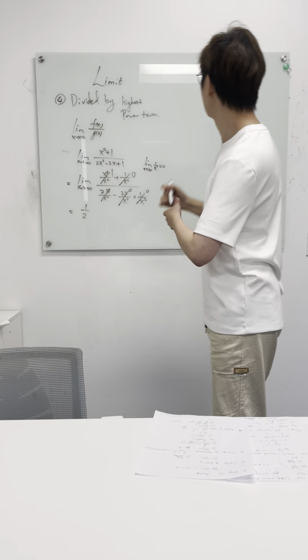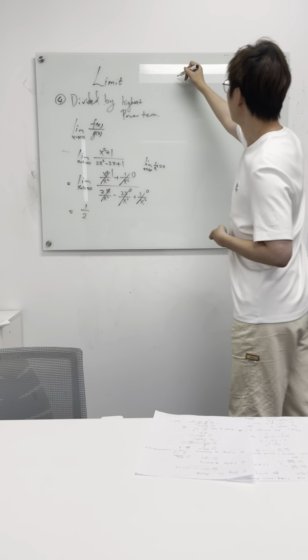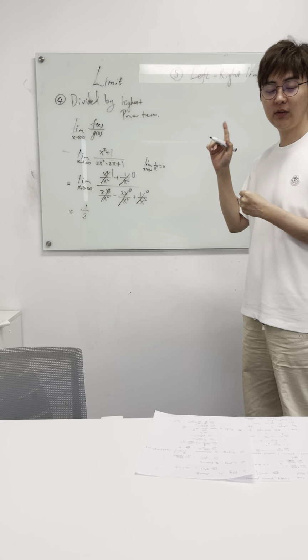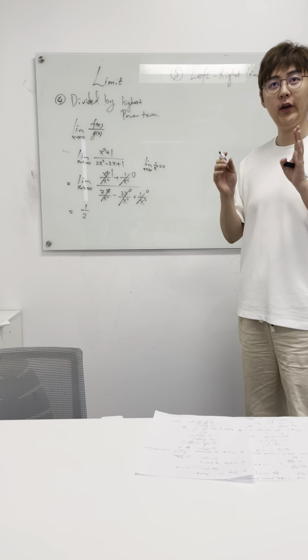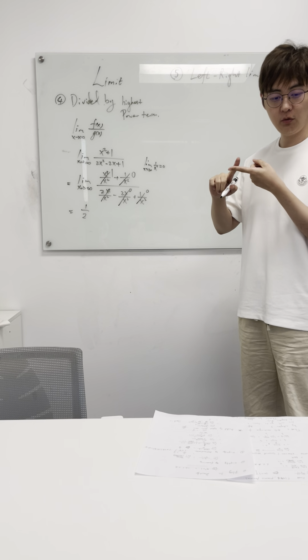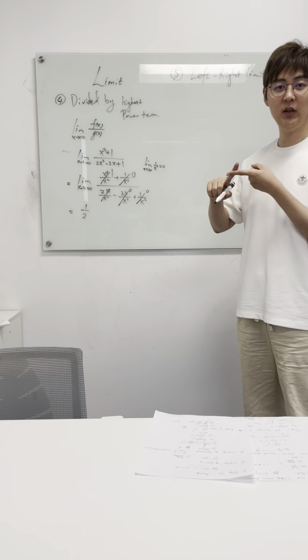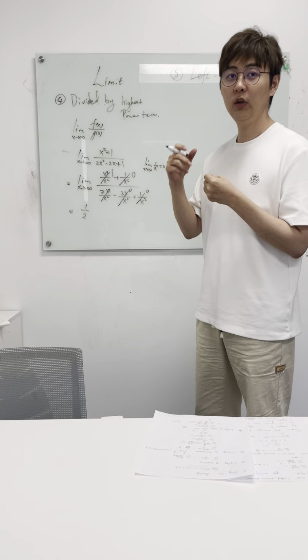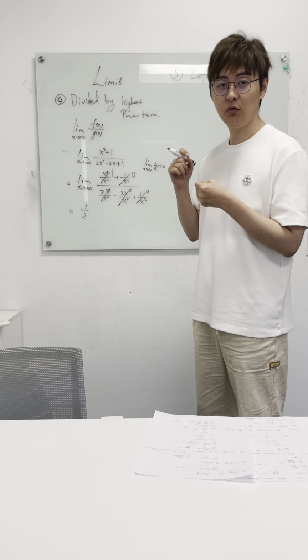So the fifth method, we call it left, right limit. Remember, how do we determine if we have a limit at some point? We say we have a left limit and a right limit, and if they are equal to each other, then we say we have a limit. If they're not equal to each other, we say the limit at this point does not exist.